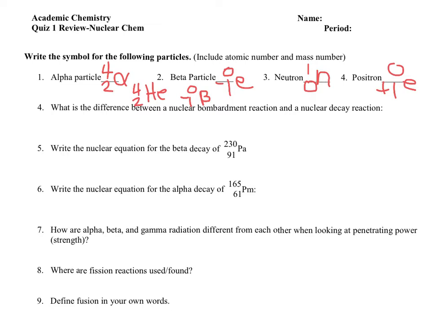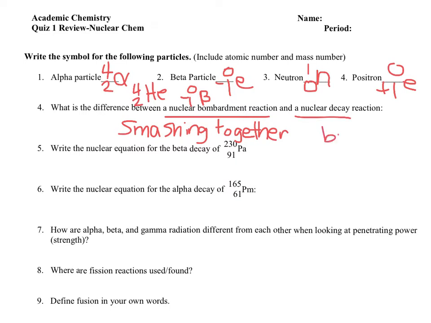All right, so number 4 says, what is the difference between a nuclear bombardment reaction and a nuclear decay? So bombardment, the particles are smashing together, right? So they're smashing together. And then if you think about it, what is the difference? What is a decay? A nuclear decay means it's breaking down, breaking apart.